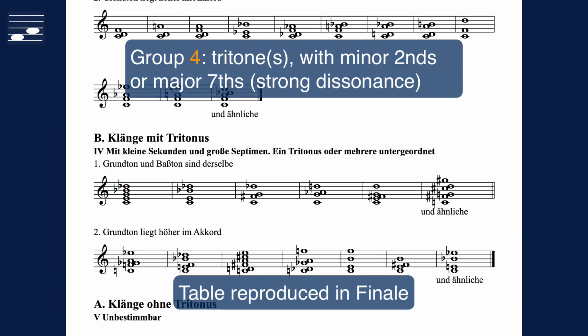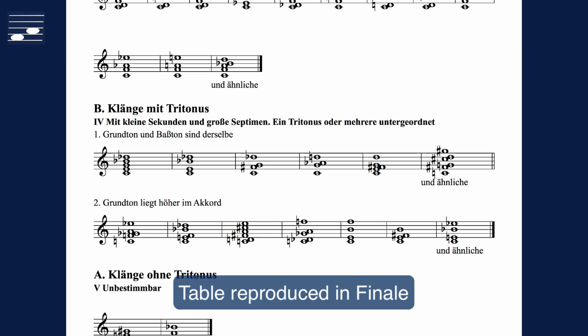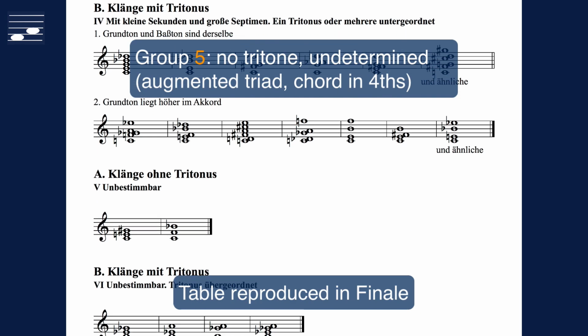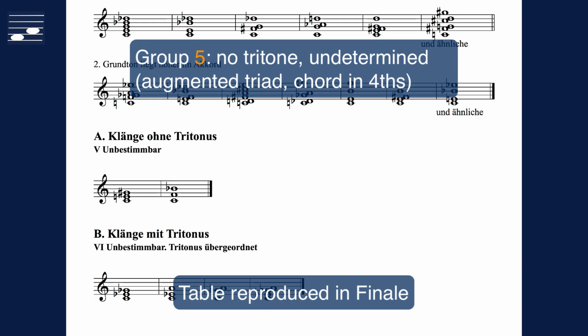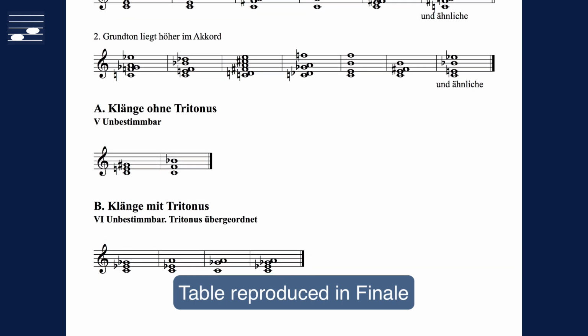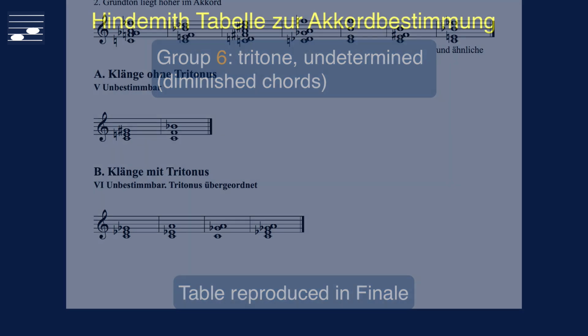At level 4 we see both tritones and highly dissonant intervals. Group 3 and 4 contain the majority of chord structure options. The scheme ends with two groups that Hindemith labels as undeterminable, unbestimmbar, and these include the augmented triad and the triad structure in perfect fourths in group 5 and all forms of diminished chords in group 6.